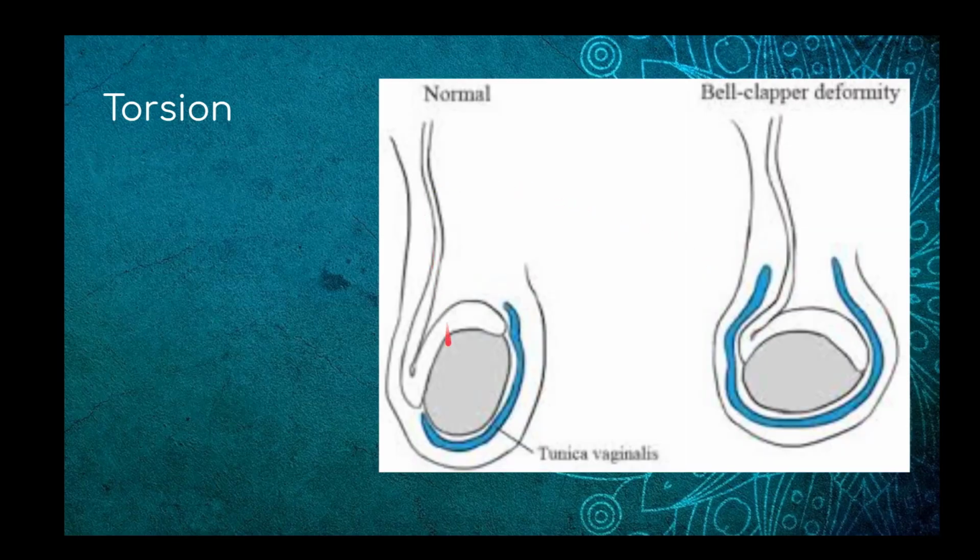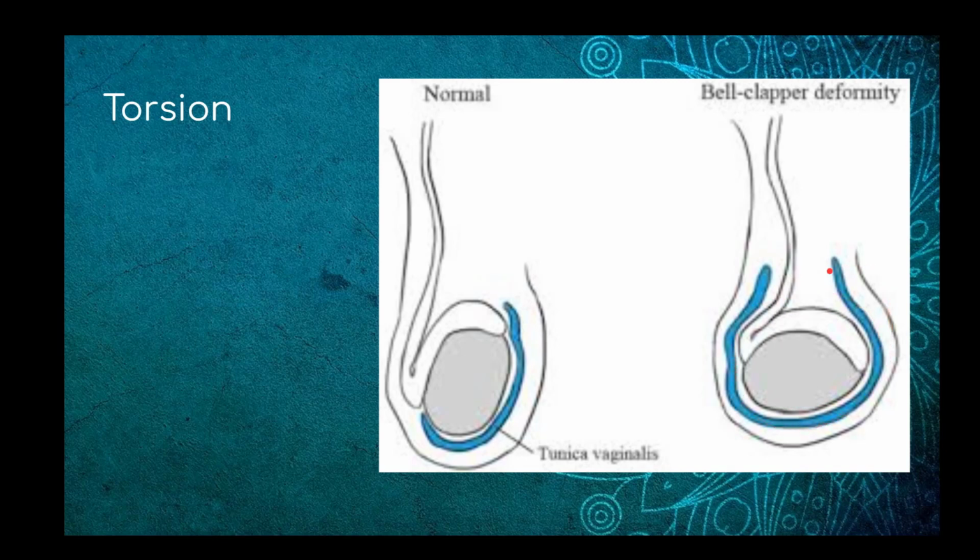I mentioned earlier about the tunica vaginalis and the bell clapper deformity. So remember that the tunica vaginalis does not cover the entire testicle. There's usually this bare area that kind of anchors the testicle into the scrotum. Well, with the bell clapper deformity, we have way more tunica vaginalis. This just makes it a little bit more slip and slidey in there, and so that testicle can go any which direction that it wants. So this is a very common cause of torsion.